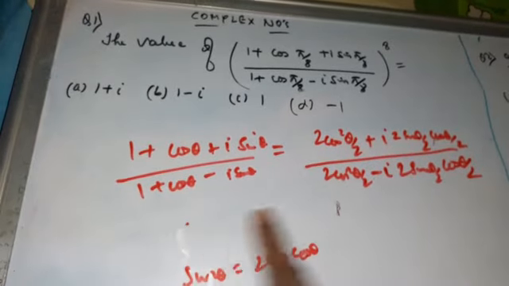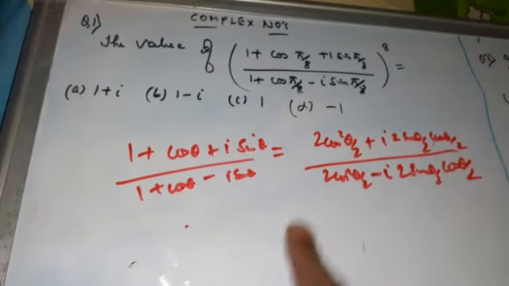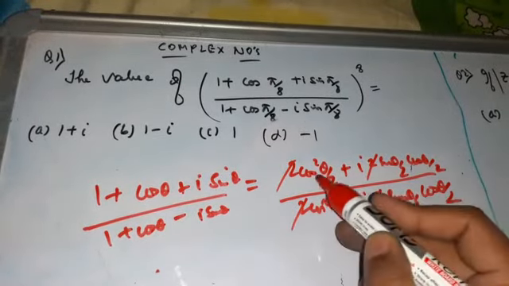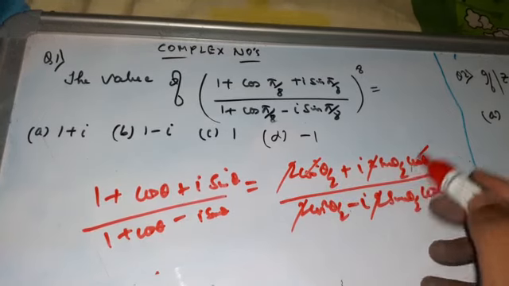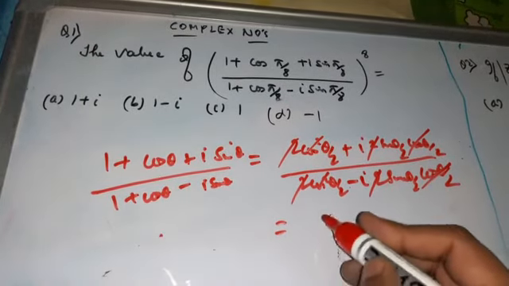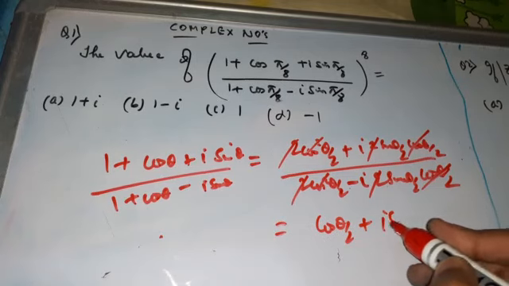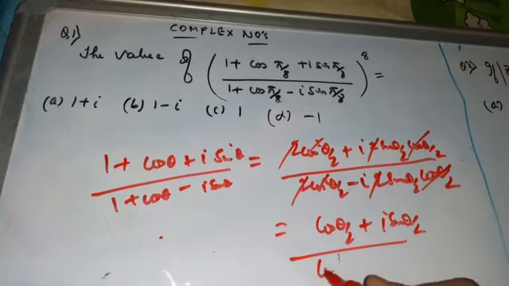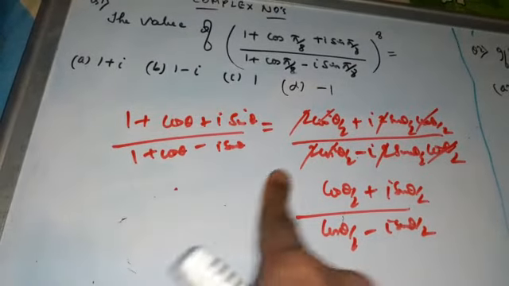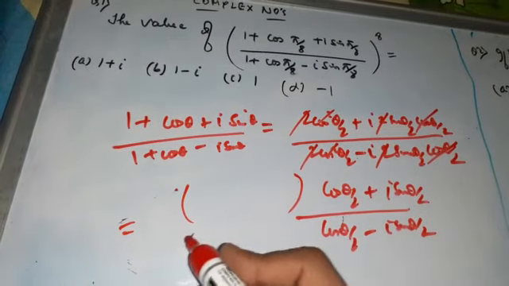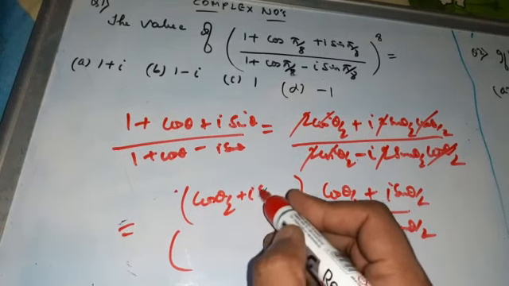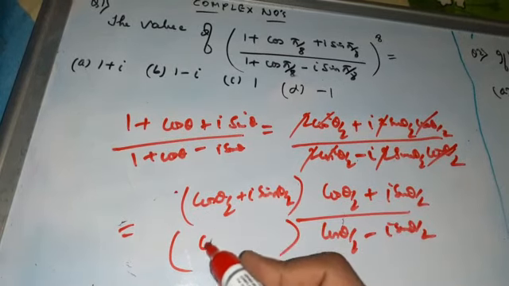As you can see, 2 is common in both the numerator and the denominator, so we cancel it, and we also get cos(θ/2) common. So what we are left with is (cos θ/2 + i sin θ/2) / (cos θ/2 − i sin θ/2). Now you can multiply and divide the numerator and the denominator by the numerator. We are doing it for a purpose. In the next step you will know what that purpose is.